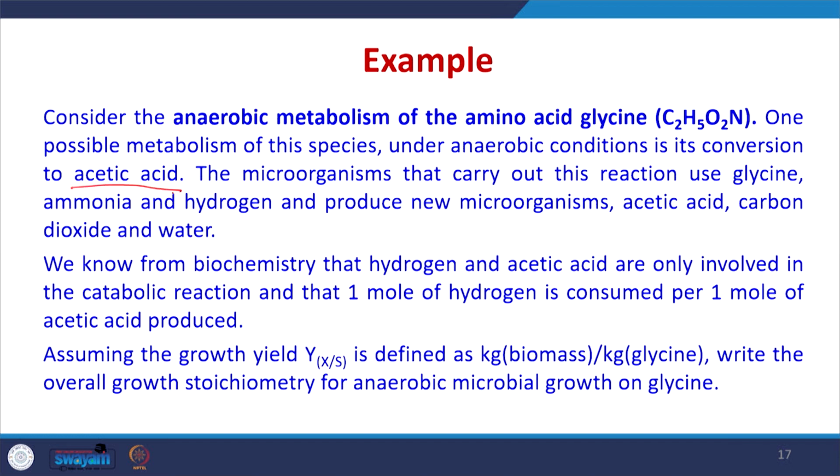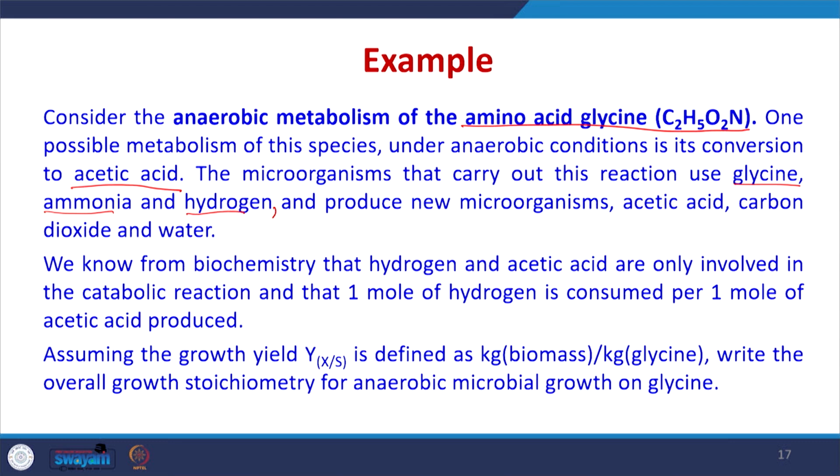So, we are trying to convert the amino acid glycine to acetic acid. The microorganisms that carry out this reaction use glycine, ammonia and hydrogen. So, that means on the reactant side we have glycine, then ammonia and then hydrogen, and they produce new microorganisms, acetic acid and carbon dioxide and water.